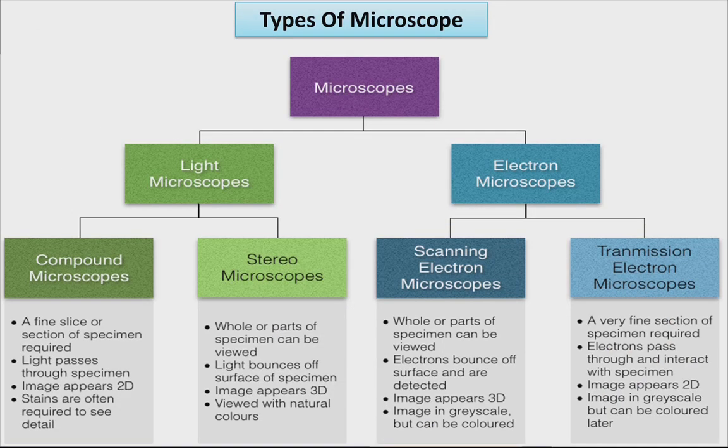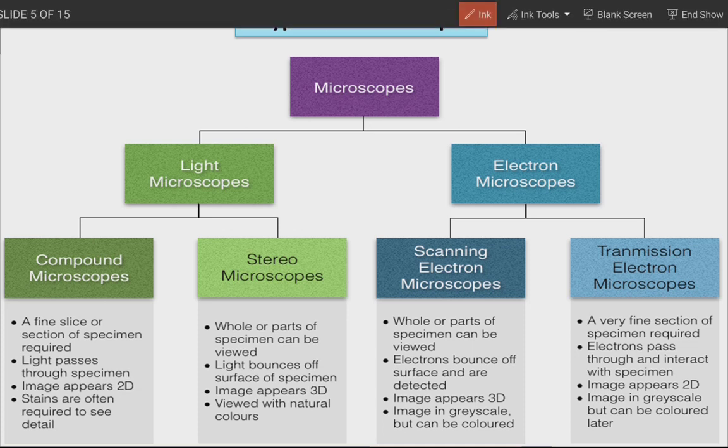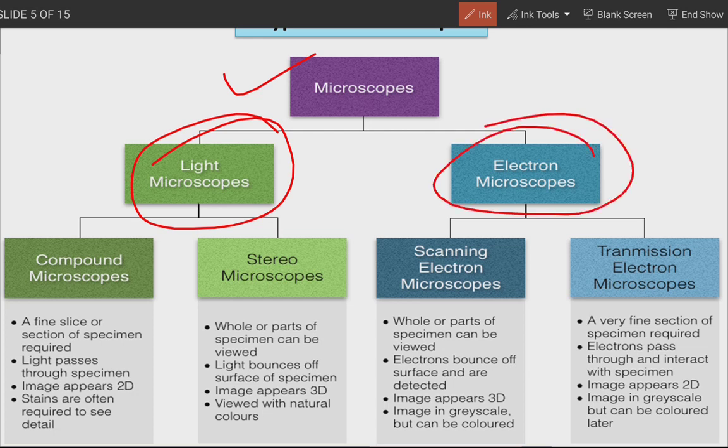Now coming to the next, what are the different types of microscope? There are different types of microscope. The first is the light microscope, the second is the electron microscope. The light microscope is further divided into two parts, that is compound microscope and stereo microscope, whereas the electron microscope is divided into two, that is scanning electron microscope and transmission electron microscope.